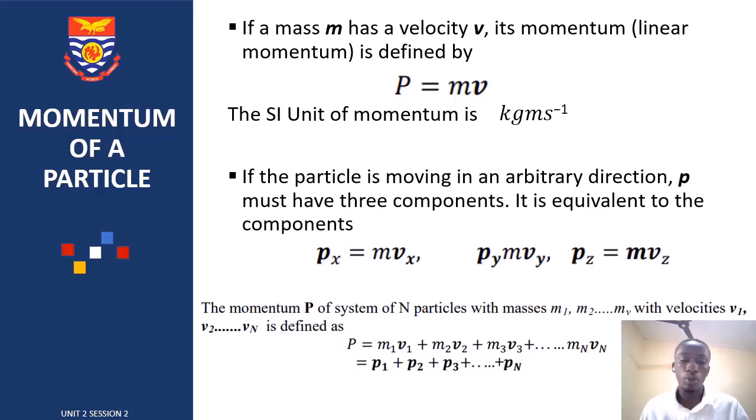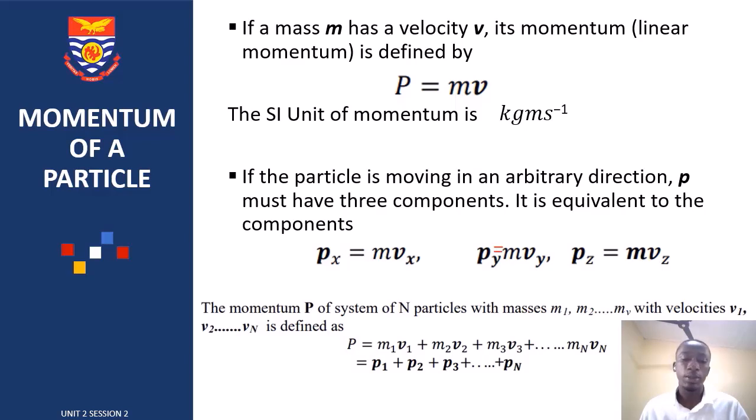Let's look at a particle moving in an arbitrary direction, meaning we will have three components for momentum. That is going to be px, py, and pz. And the formula for px is going to be m times vx, because we are having a constant velocity, and it's only the direction in the velocity that is going to change. So we are going to have py also equal to m vy. There's a mistake here, there should be an equal sign here. Py equals m vy.